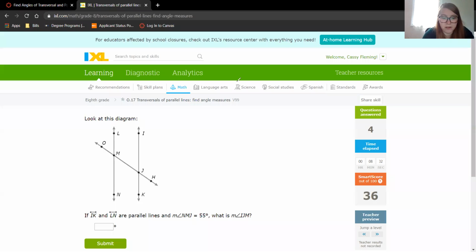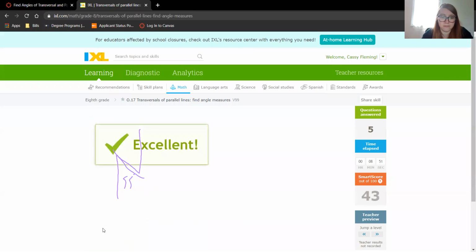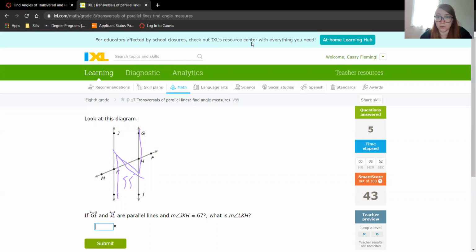So they're parallel lines, NMJ is 55. What is IJM? They are alternate interior angles, so they are the same, which means it's 55. Then I'll do one more.